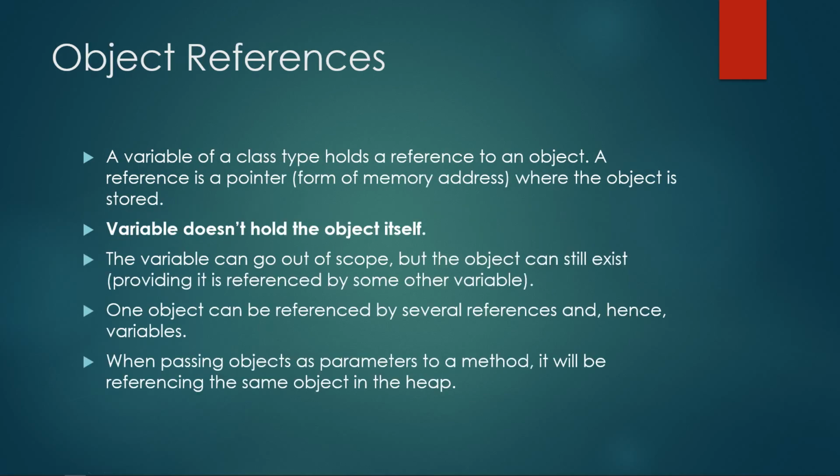Object references. A variable of a class type holds a reference to an object. A reference is a pointer, a form of memory address where the object is stored. The variable doesn't hold the object itself. So this is a very important point, this second point over here. The variable doesn't hold the object itself.